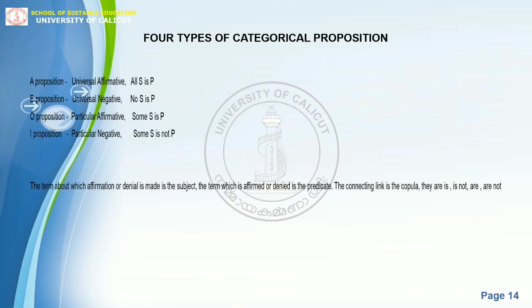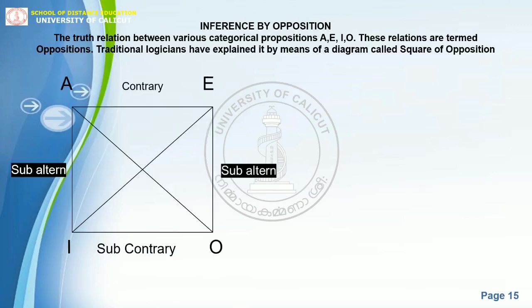The term about which affirmation or denial is made is the subject. The term which is affirmed or denied is the predicate. The connecting link is the copula. The truth relations between the various categorical propositions A, E, I, O are termed oppositions. Traditional logicians have explained them by means of a diagram called the square of opposition, which is as given below.